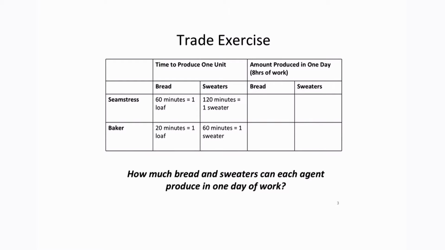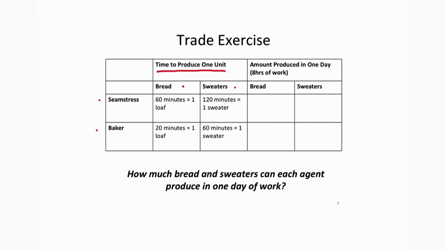Let's use an example to specifically understand gains from trade and specialization. So in this example, we're going to have two economic agents. We're going to have a seamstress and a baker, and they are going to produce two goods, bread and sweaters. Here we can see the time that it takes to produce one unit. So we see for the seamstress, she takes 60 minutes to produce one loaf of bread, and it takes her 120 minutes to produce one sweater. For the baker, it takes him 20 minutes to produce one loaf of bread and 60 minutes to produce one sweater.